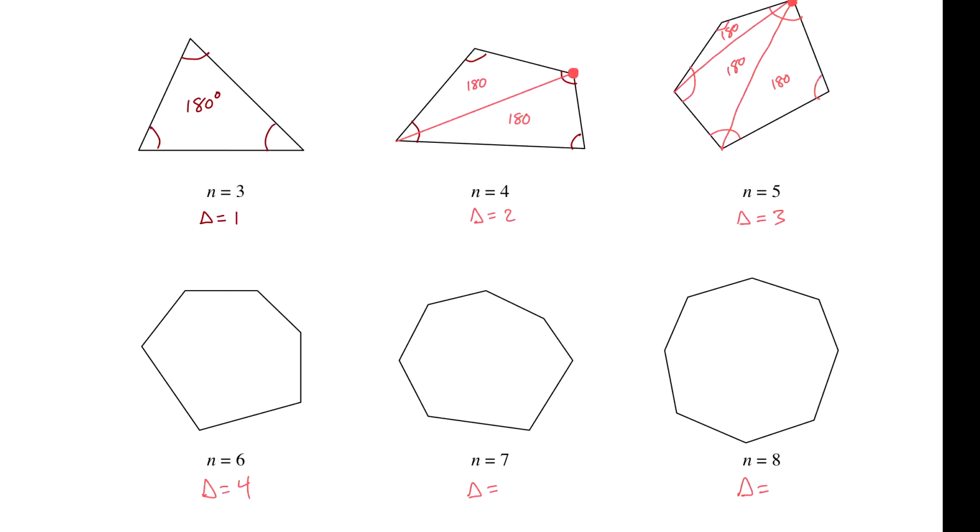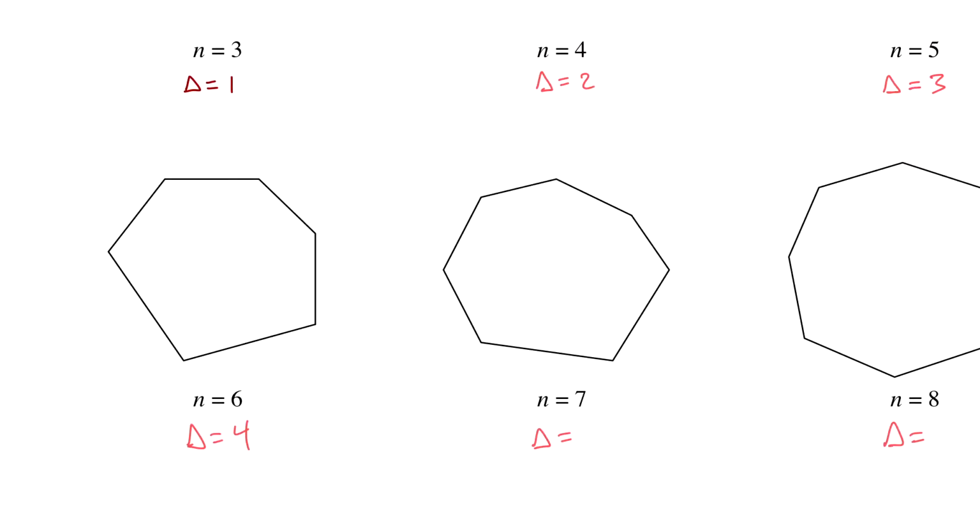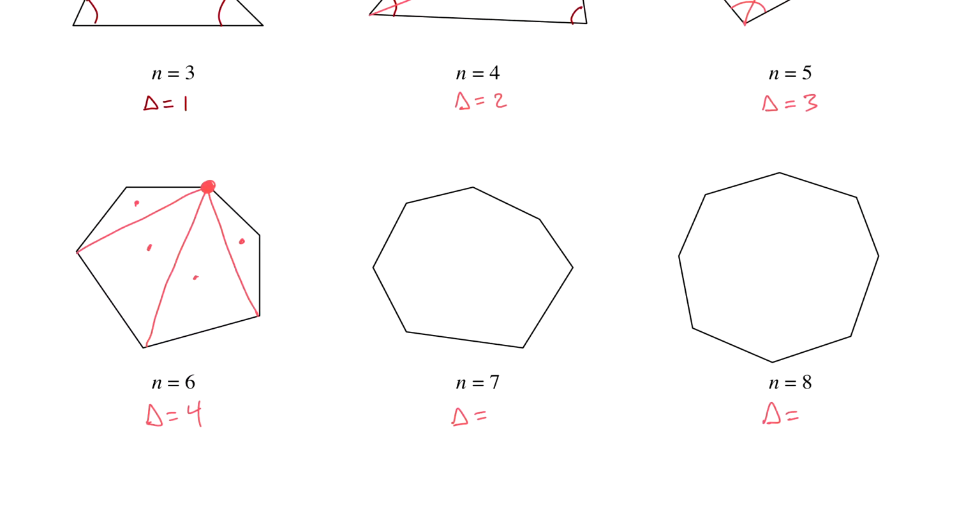I'll just do this one real quick. I'm going to pick a point and draw in my lines. Oops, I could draw that one better. Something like that. So there are my 4 triangles, 1, 2, 3, 4, each one equal to 180 degrees. This continues. If I have 7 sides, I should have 5 triangles. If I have 8 sides, I should have 6 triangles.